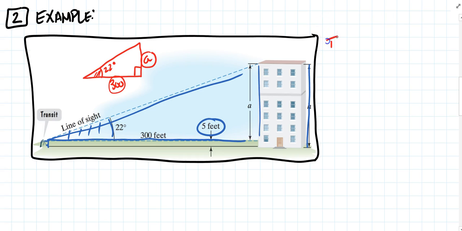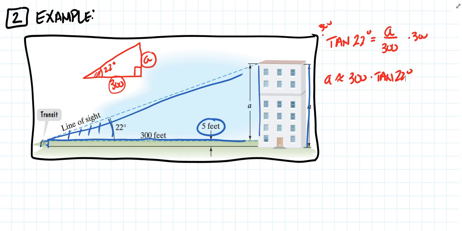So I'm going to go ahead and choose to use the tangent because that's the one that makes the most sense. The tangent of 22 degrees is the ratio of the opposite side, which happens to be A, divided by the adjacent side, which happens to be 300 feet. If I solve this algebraically for A, I'm going to multiply both sides by 300, and I'll get A is approximately equal to 300 times the tangent of 22 degrees.